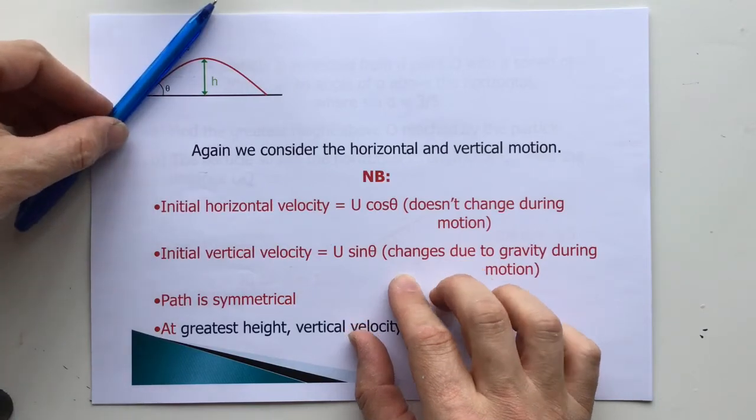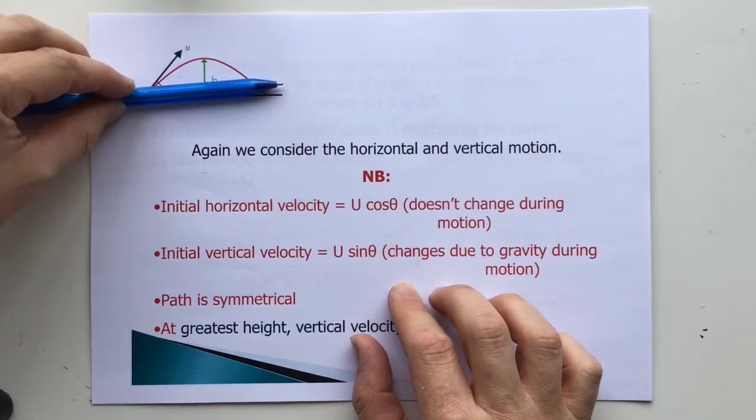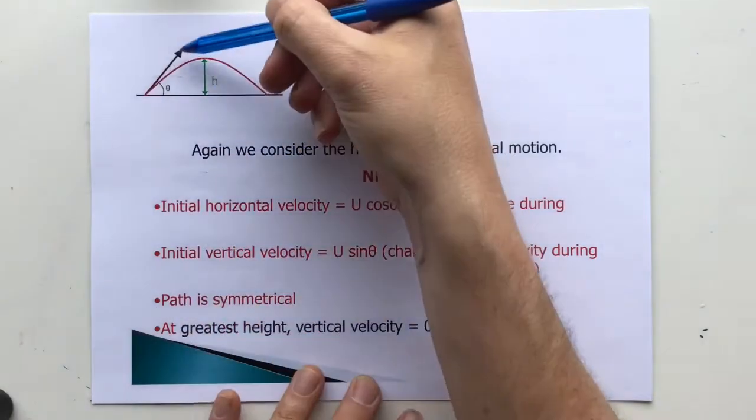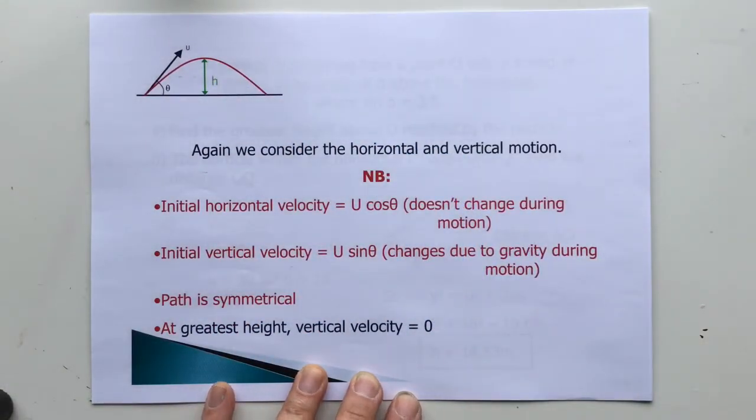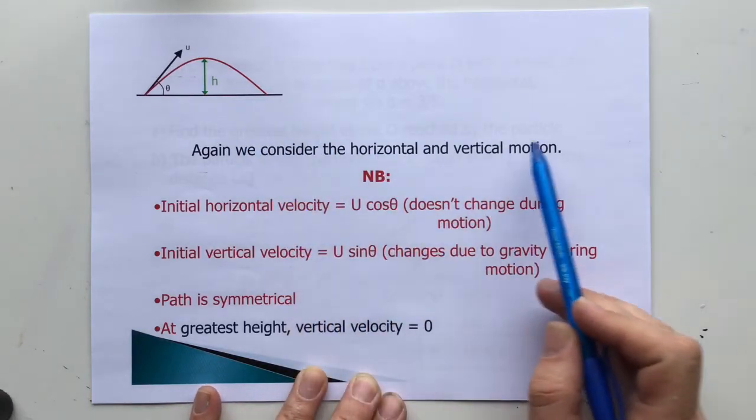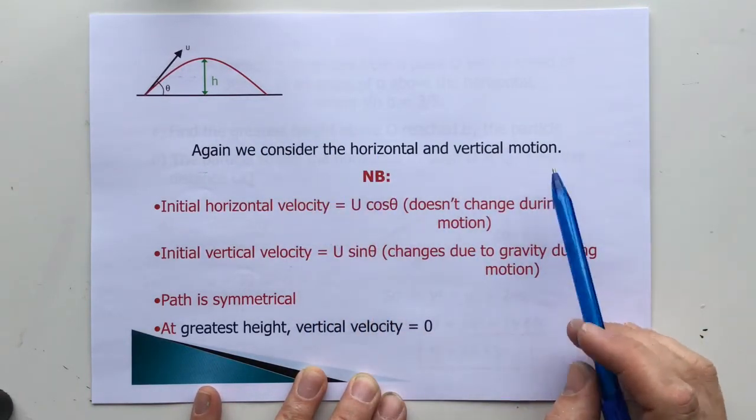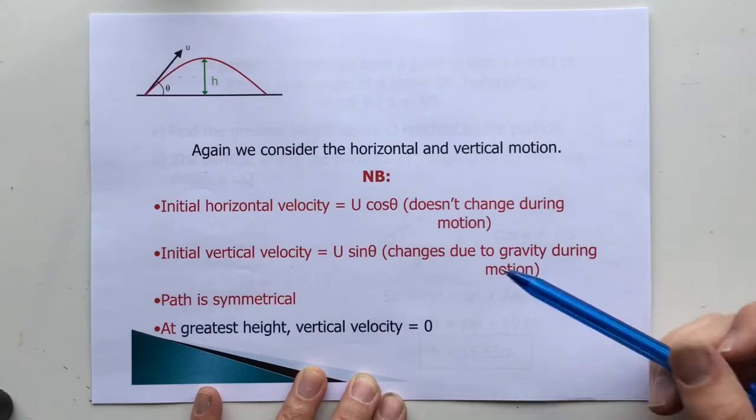So horizontally, we're going to look at u cos theta. We're going through the angle of theta, so it's u cos theta. And that's not going to change during the motion, during the whole journey. Okay, the horizontal velocity will stay the same, just like in a horizontal projection.